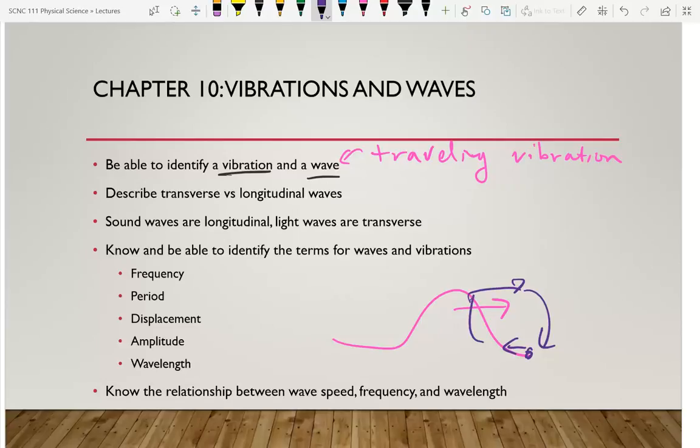How many people have been in an earthquake that was big enough to feel? Once again, I have to ask this. In California, I don't have to ask. Everybody's like, duh, two months ago, don't you remember?